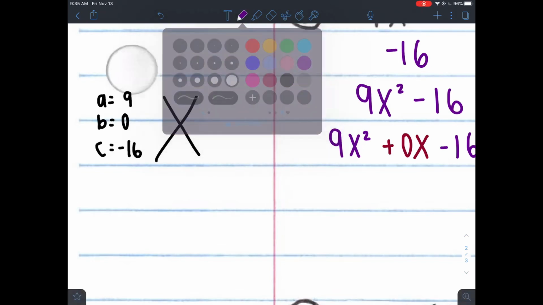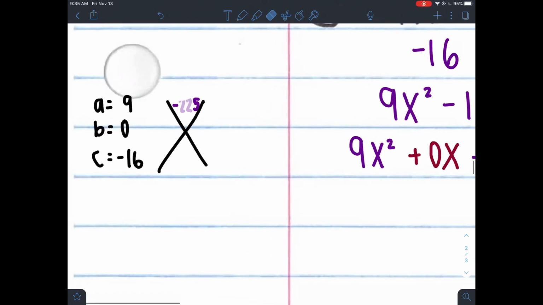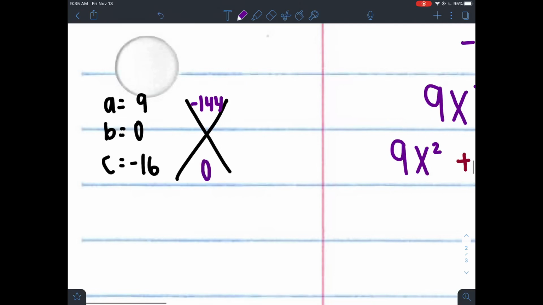Okay, so A times C here I think is negative 225 if I'm not incorrect. Let me double check this on calculator. 9 times 16. Oh, it's 144. Yeah, that's off. All right, so that's negative 144. Double check that one more time. 9 times 16. Yeah, 144. All right, and then our b here is 0.